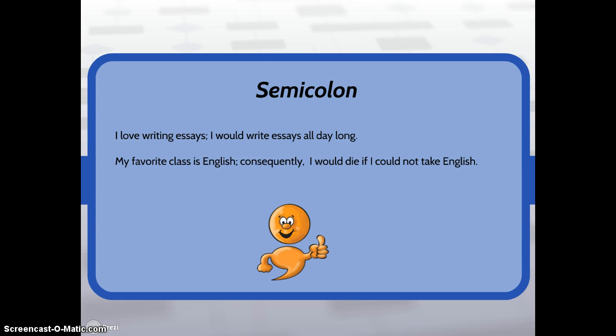You can also use a semicolon followed by a conjunctive adverb or a transitional phrase followed by a comma. So in this example, my favorite class is English, semicolon, consequently, comma, I would die if I could not take English. Now the semicolon is really doing the work of joining the two independent clauses, but that consequently, that adverb there, is a nice rhetorical move, it's stylistically nice, so the writer included it and then followed by a comma. Either way, two sentences joined together with a semicolon.